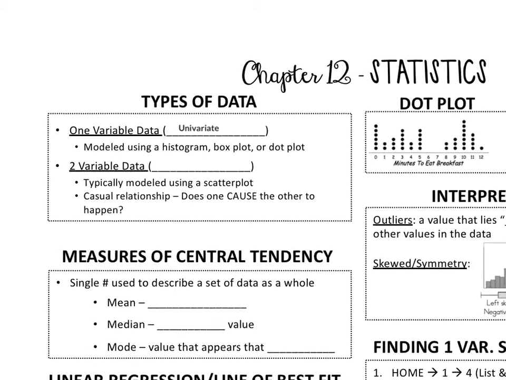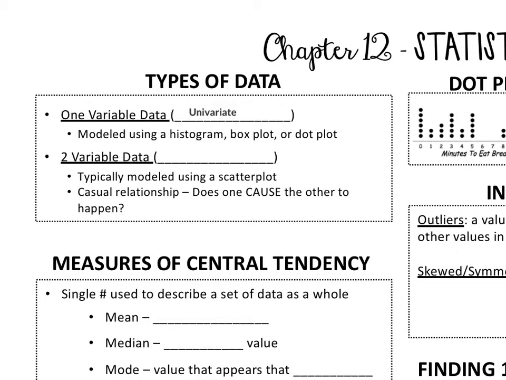So let's go back to two variable data, which is called bivariate data. Two variable data is typically modeled using a scatter plot. You also want to think about causal relationships. Does one variable cause the other to happen? For example, if you have the number of miles driven and the amount of pollution in the air, as the number of miles driven increases, the amount of pollution in the air will increase. That causes the other to happen.